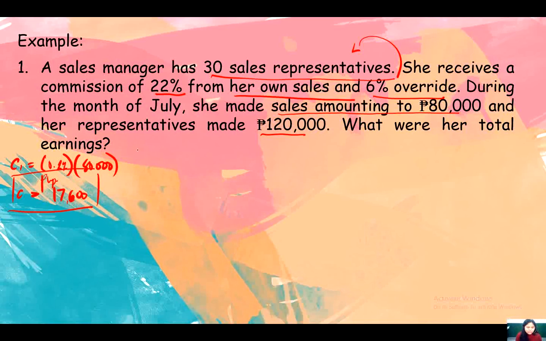Ang laki class, no? So, we have commission number 2. Ito yung commission niya sa representatives niya. Ito yung override na tinatawag. So, our rate is 6%, which is equal to 0.06. At ang kinita ng kanyang representatives is 120,000. So, let's get the product. We have 7,200 pesos. Okay?